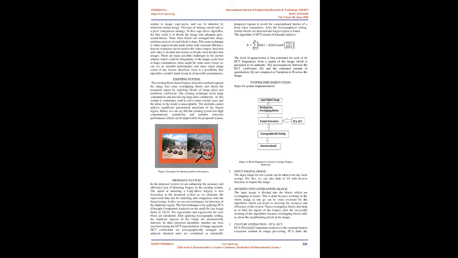Existing system. The existing block-based forgery detection method segments the image into overlapping blocks and obtains the tampered region by matching blocks of image pixels and transform coefficients. The existing technique needs large computation and also has large time complexity. As this system is sometimes used to solve crucial cases, the delay in the result is unacceptable. The methods cannot address significant geometrical transforms of the forged region. Hence, we can say that the existing system has high computational complexity and unstable detection performance.